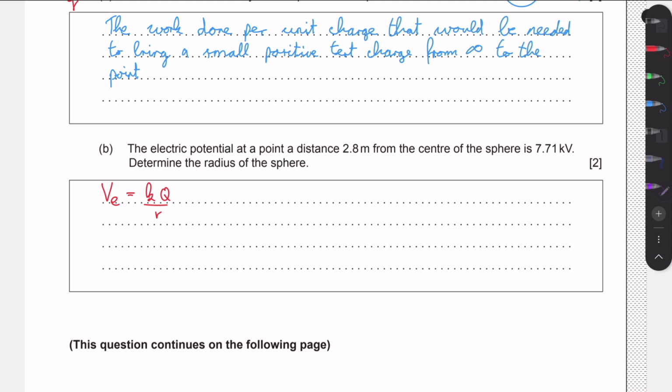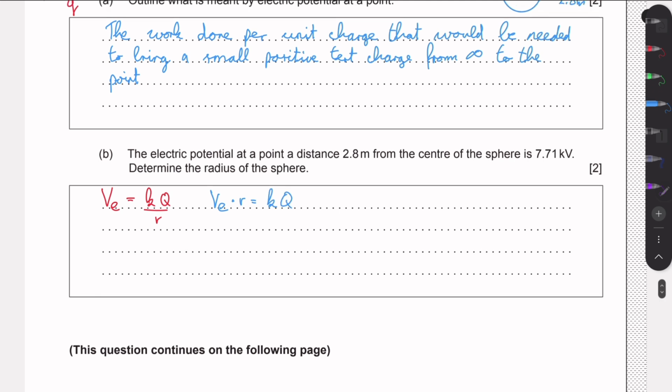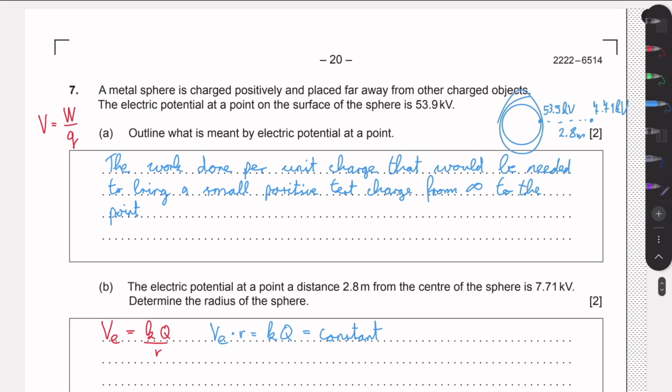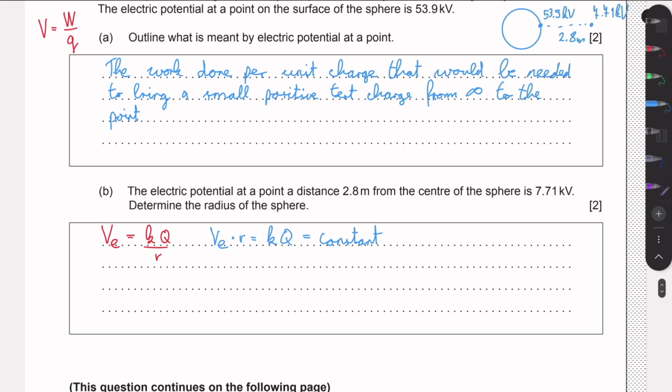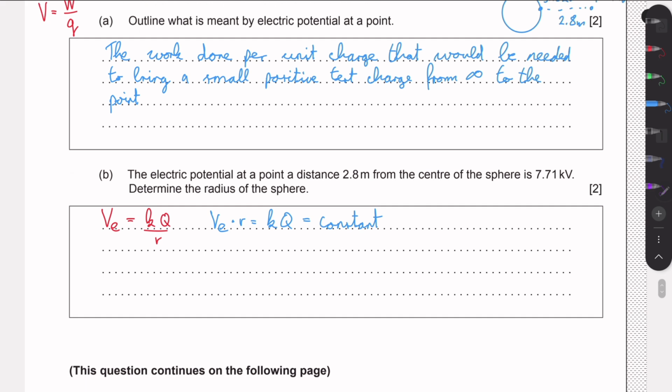So if we rearrange it a little bit, we'll see that V times r is equal to k times q, where k is just a constant and q is the charge of our sphere. And we know that the charge of the sphere is constant. It doesn't matter where we are around the sphere, that doesn't change the charge on the sphere or inside it. So the potential times the distance is a constant value.